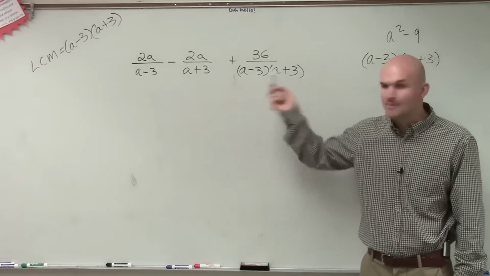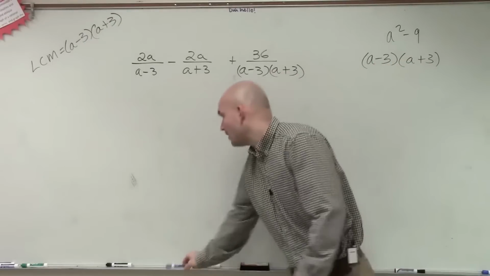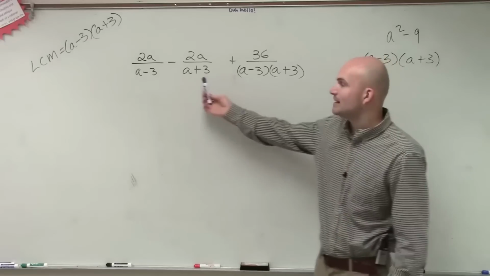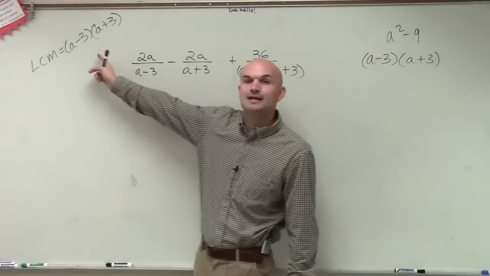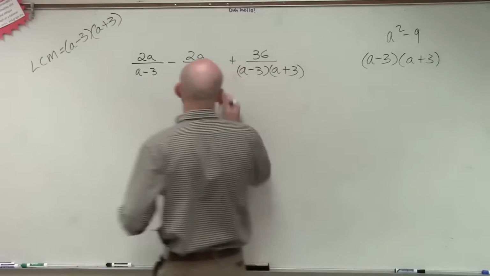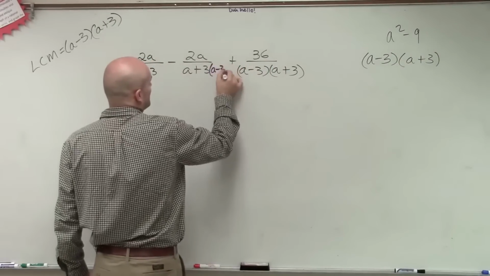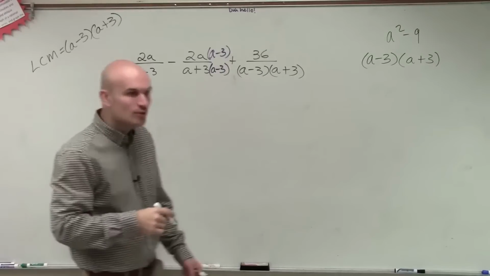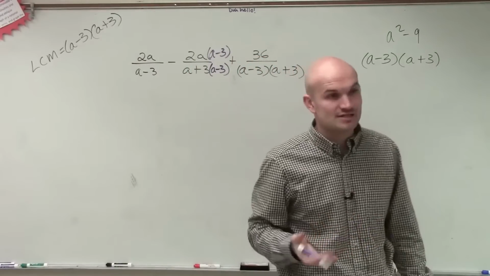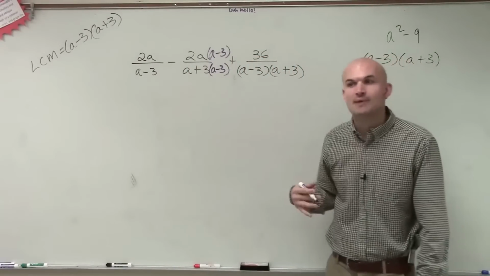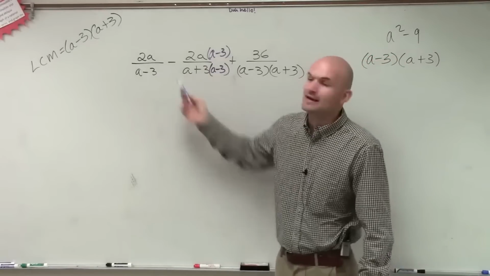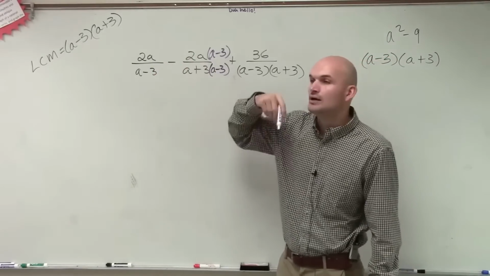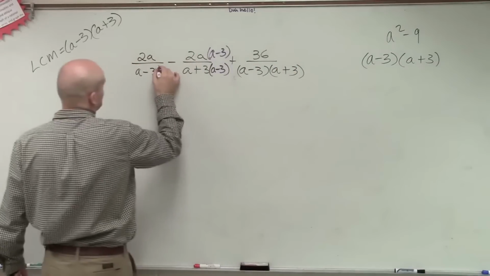Yes. So do I need to multiply by anything? No. However, this middle term, do I have it as a common denominator? No. So my denominator is a plus 3. I need to get it to be multiplied by a minus 3. So what I'll do is, in purple, I'll multiply it by a minus 3. Now remember, to keep equivalent fractions, we have to make sure we multiply on the top and the bottom. Then I look over here, and I have a minus 3. However, to get the LCM, the common denominator, I need to multiply it by a plus 3.